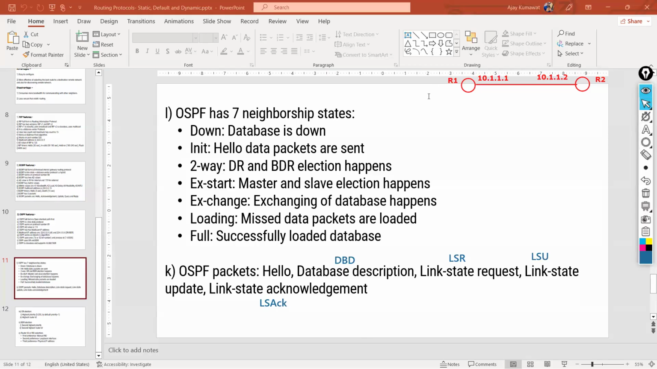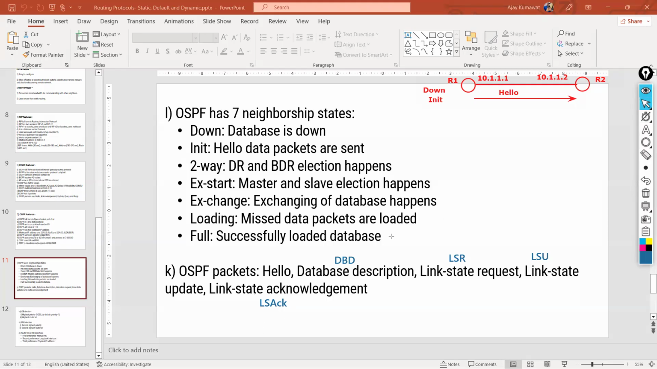So your neighborship state will be what? Your neighborship will be in the Down state. Now, as soon as you configure OSPF, let's say you configure on R1, R1 will send a message. This message will be known as a hello message. As soon as R1 sends the hello message, it will change the state to Init, that means initialized. Hello messages are used to discover the neighbor and maintain the neighborship, that my neighbor is available or not available.